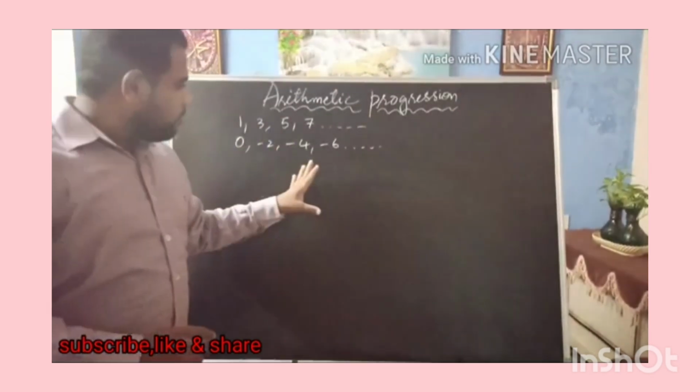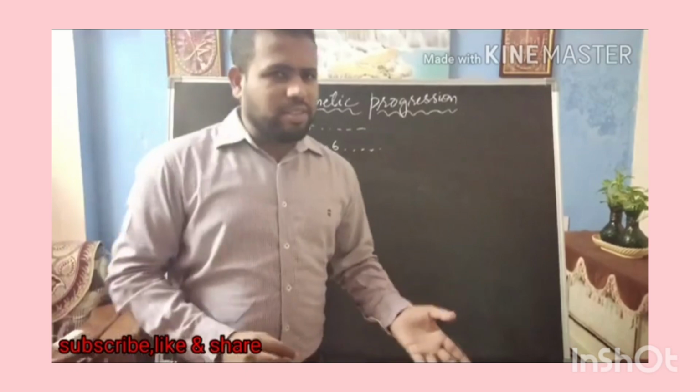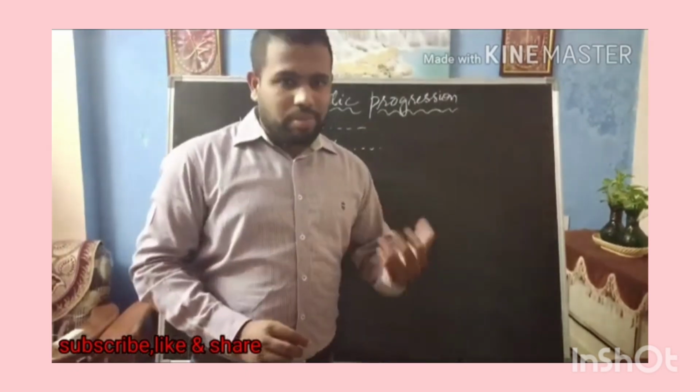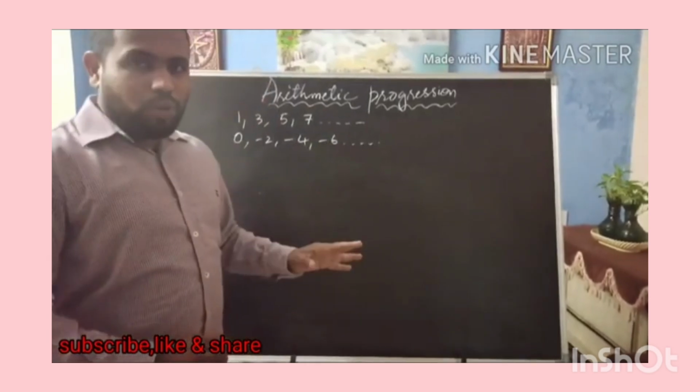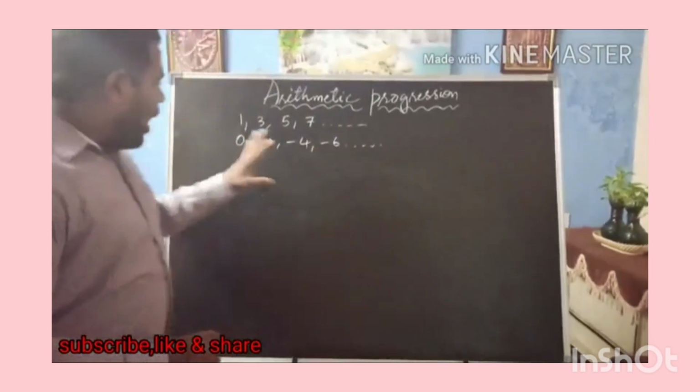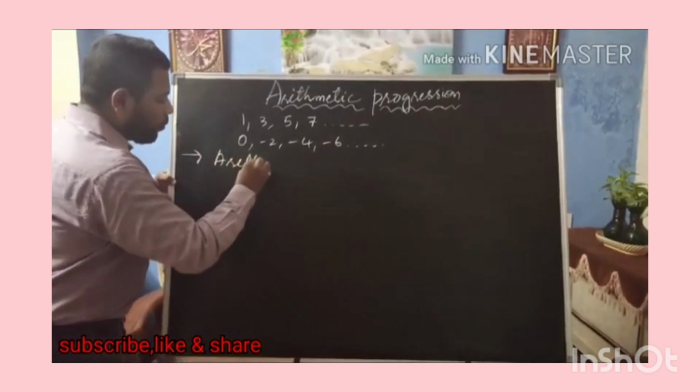These are number patterns. These number patterns are generally called sequences. What are sequences? Sequences are the arrangement of numbers in a definite order followed by some rule. Now let's come to what arithmetic progression is. I'm going to explain it on the board here.